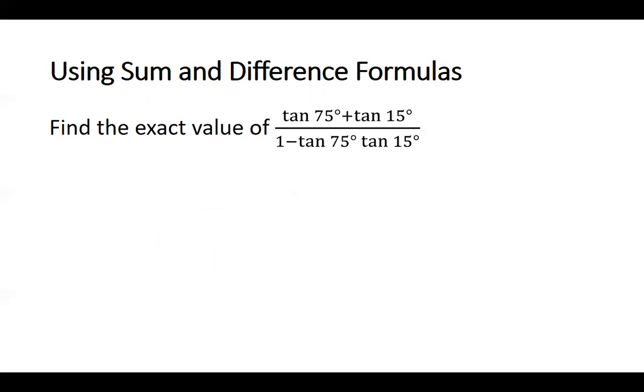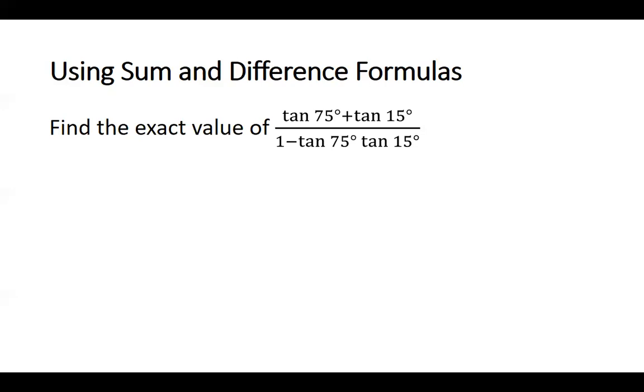Find the exact value of the tangent of 75 degrees plus the tangent of 15 degrees over 1 minus the tangent of 75 degrees times the tangent of 15 degrees. Now this one seems to be working the other direction. That's not a sum or difference. That's the formula for the sum of tangents.